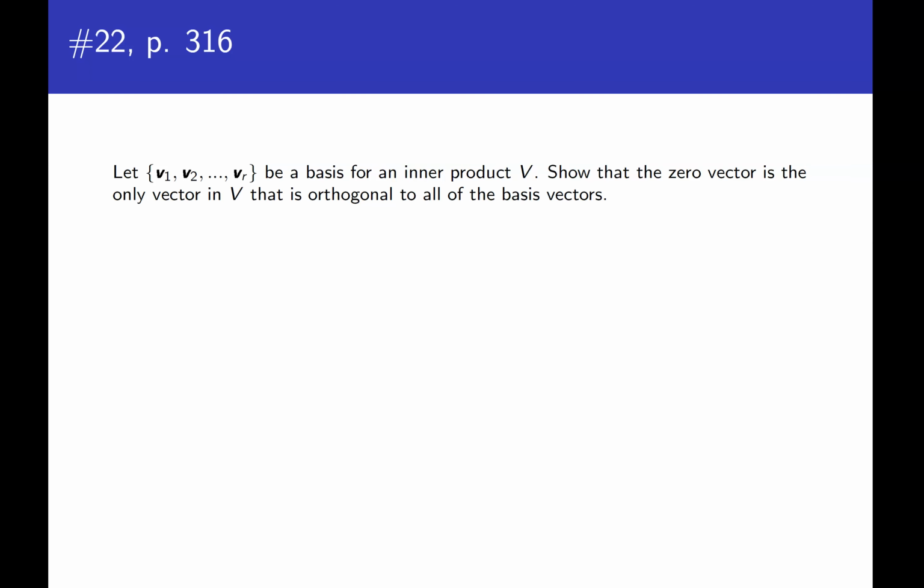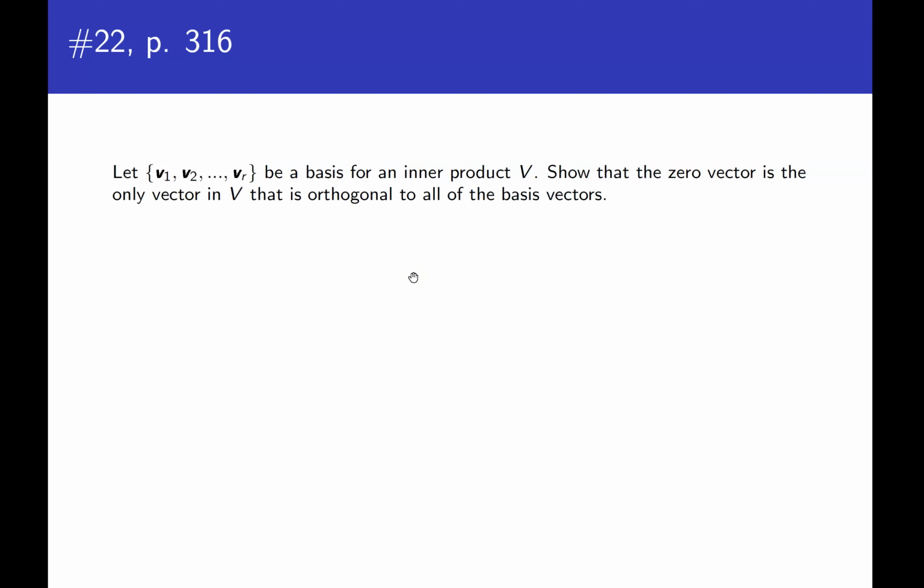I wanted to give you an example of a proof using the inner product and orthogonality of vectors, pardon me. So let's say we have a basis for an inner product space V. This should say inner product space. Show that the zero vector is the only vector that is orthogonal to all the basis vectors.